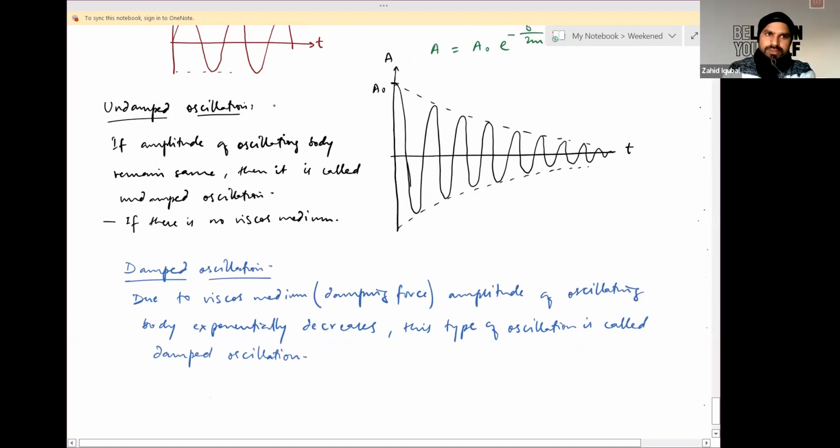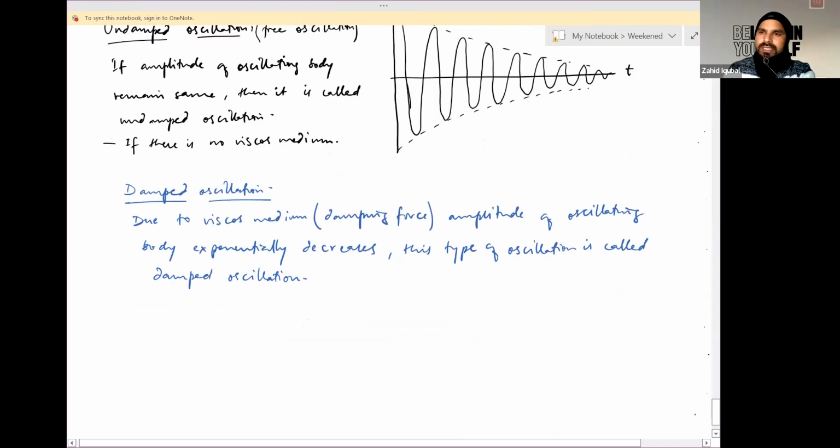This undamped oscillation is also called free oscillation, since there is no external force acting on this part to oscillate it. But in damped oscillation, since the amplitude is continuously decreasing, you need some external agency to oscillate it at constant amplitude. Oscillation which is driven by an external agency so that its amplitude remains the same is termed forced oscillation. So next is forced oscillation.